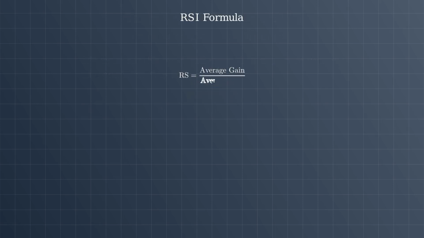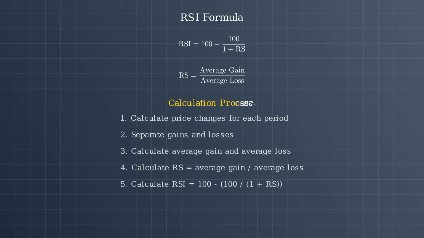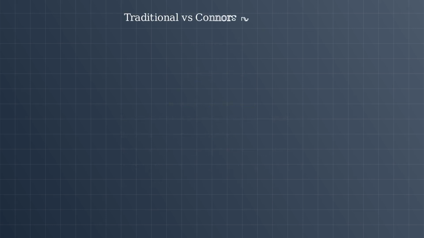The RSI formula is straightforward. First, we calculate the relative strength, or RS, which is the ratio of average gains to average losses over a specific period. Then we convert RS to the RSI value using the formula RSI equals 100 minus 100 divided by 1 plus RS. This normalizes the result to a scale between 0 and 100. The calculation process involves several steps: calculating price changes, separating gains from losses, averaging them, calculating RS, and finally computing the RSI. Now let's compare the traditional RSI settings with those used in Connors RSI.